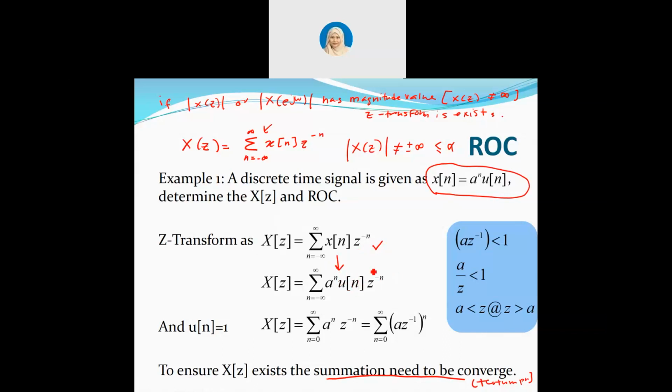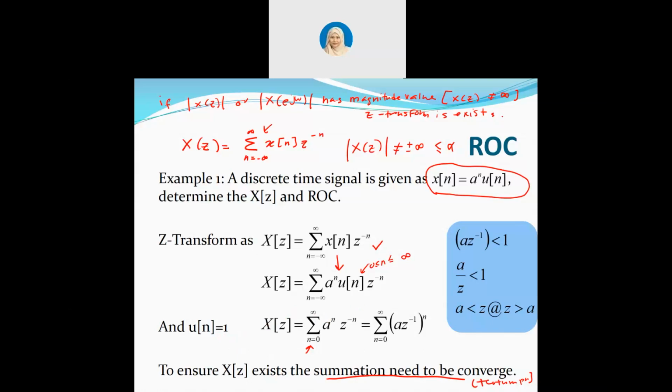So this is our x[n], a^n u[n]. What does u[n] mean? u[n] means that n is from 0 to infinity, so our summation starts from 0. In the general formula for the Z transform, n goes from negative infinity to infinity. Here, u[n] is 1 for n from 0 to infinity, so x[n] becomes only a^n. So a^n z^(-n) can be put this way: (a z^(-1)) to the power n, where n is from 0 to infinity.